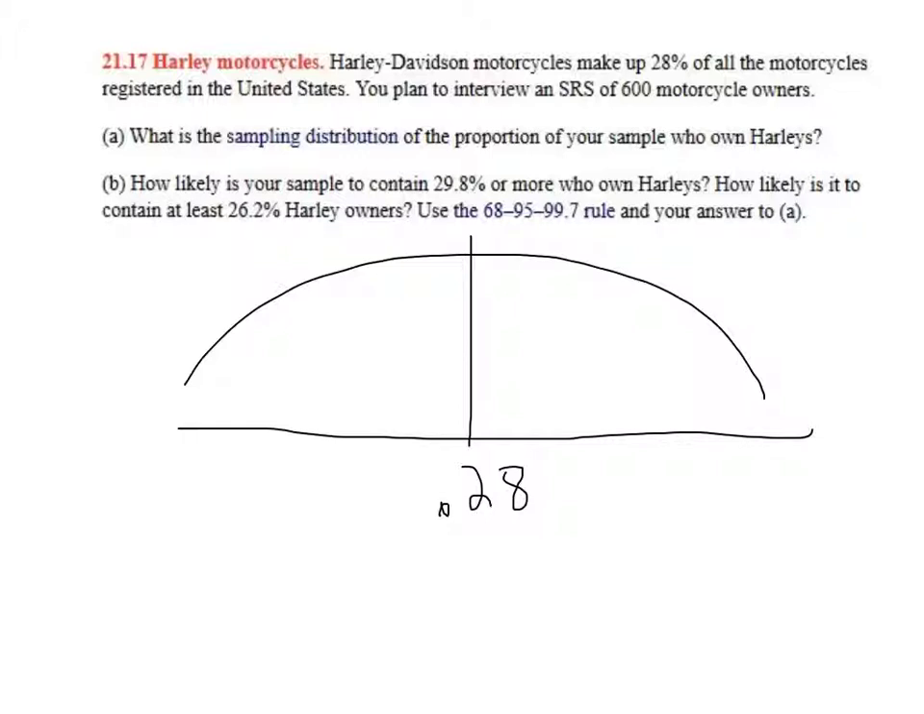Well, the center of the sampling distribution is the 28%. And we know that central limit theorem tells us that repeated samples, especially of size 600, will form a normal distribution. If we do a whole bunch of samples of size 600 and figure out the percentage of motorcycles that are Harley-Davidsons, all those p-hats, or those percentages, are going to form a normal distribution around 0.28. So this problem's asking us to set up a 68, 95, 99.7 rule, so we'll do that.